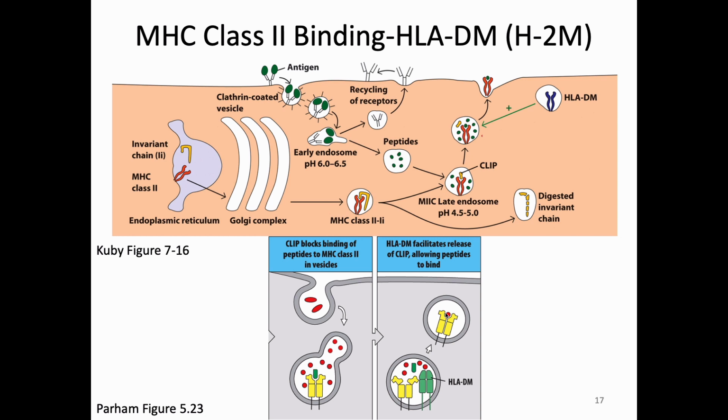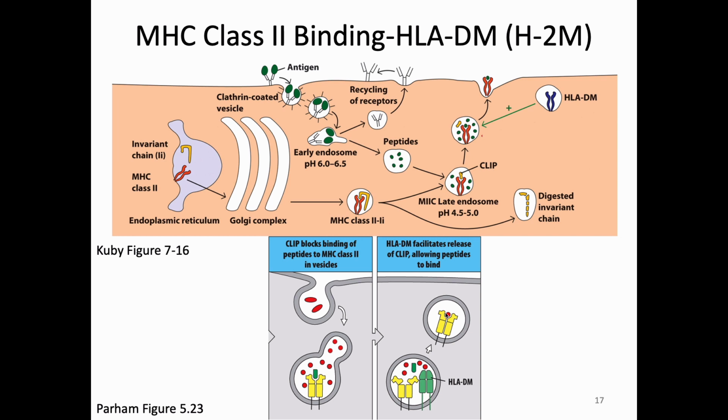In the case of mice, the protein's name is H2M. You know it's mouse because it has H2. Ends up being called H2M. And so what happens is HLA-DM comes to the same compartment where MHC and the peptides are, and physically interacts with MHC, knocking the peptide off.